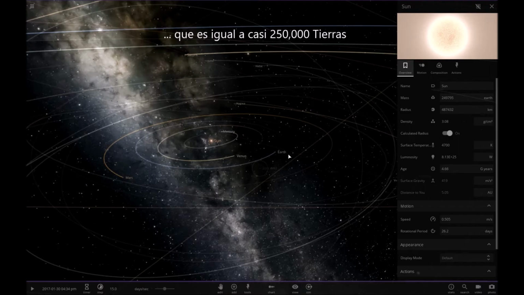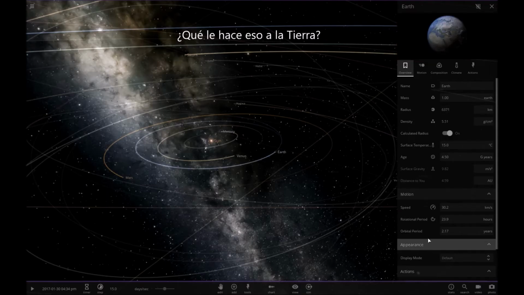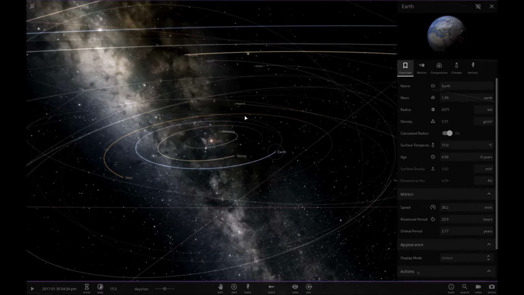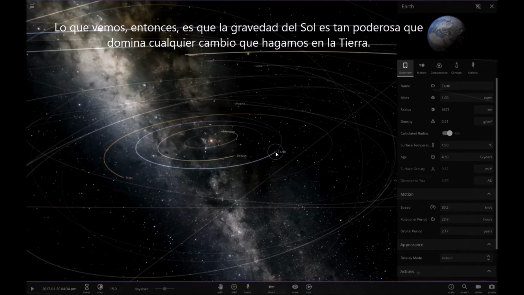That's a lot. So let's look at Earth. What does that do to Earth? So the orbital period for Earth, by bringing the sun down 1/4 of its mass, is now over 2 years. It takes 2 years for the Earth to go around the sun because the gravity has got that much less, so the Earth has gotten that much slower. So what we're really seeing here is the gravity of the sun, because it's so massive, so overpowers any gravity of the Earth that anything we change on the Earth is going to be insignificant compared to this.